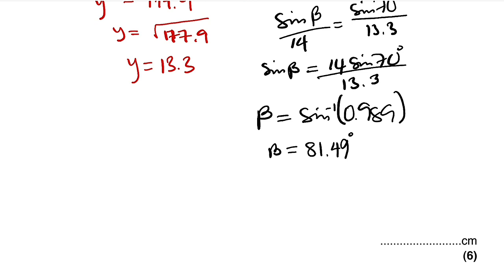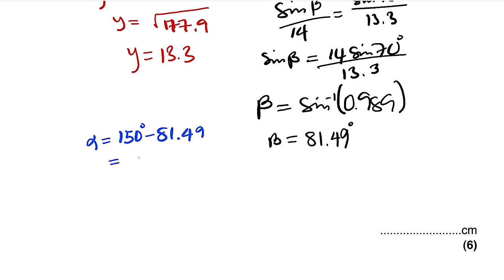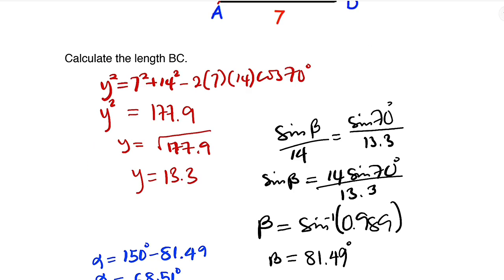But remember that alpha plus beta will give us 150 degrees. So what will be the value of alpha? Alpha will be equal to 150 degrees, that is the total angle there, minus 81.49. And this is equal to 68.51 degrees. This is alpha.